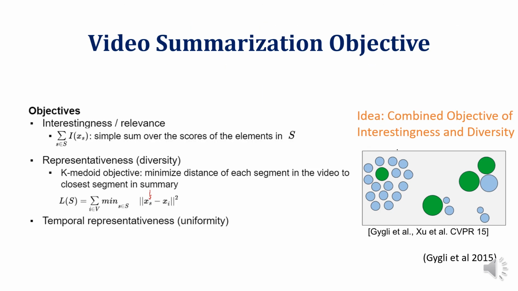Here are some more details. Interestingness is a simple sum of the scores of the elements, whereas for representativeness, they used a k-medoid objective, where you were minimizing the distance of each segment in the video to the closest segment in the summary. And here's the segment in the summary, XS. They also brought in a notion of temporal representativeness, so that there is some smooth sail through the video, and that was a notion of uniformity.